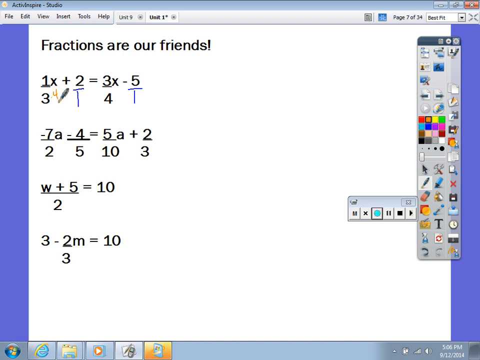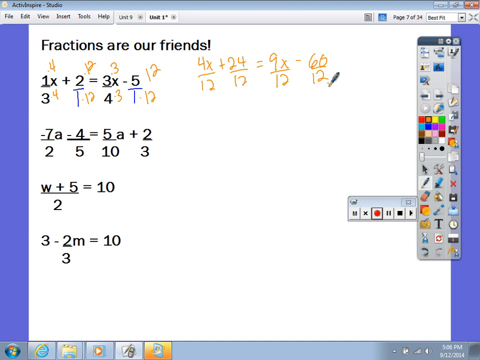So 3 times 4 is 12. So what I do to the bottom, I do to the top. Multiply these both by 12. What I do to the bottom, do to the top. 4 times what is 12? 3. Do to the bottom, do to the top. And this is times 12 times 12. Then I'm just going to go ahead and rewrite my problem. So I'd have 4x over 12 plus 24 over 12 equals 9x over 12 minus 60 over 12.